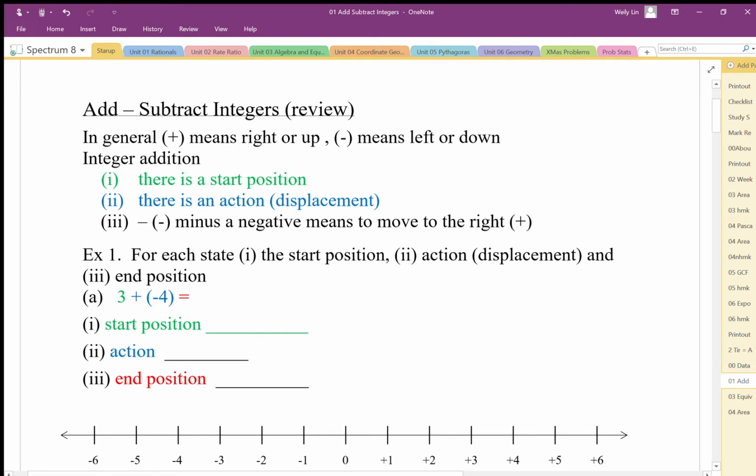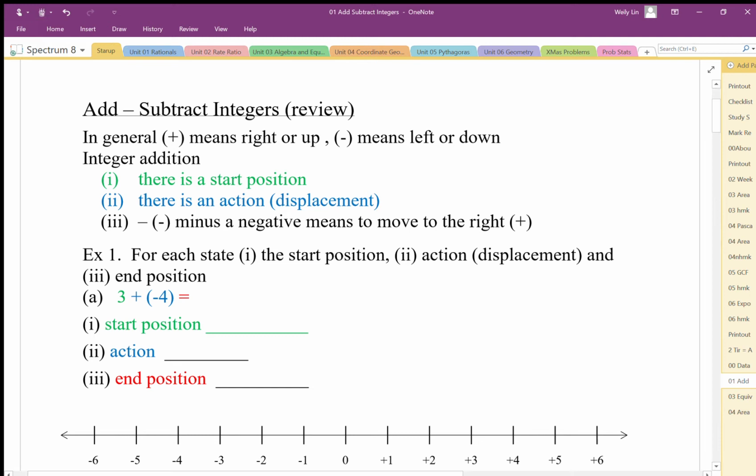So when we talk about integer addition, there is a starting position, and there's an action, or where we go, which is a displacement. It could be left or right. Minus a negative means moving to the right, like a double negative. And if we add a negative, we're moving to the left. So how does this work?